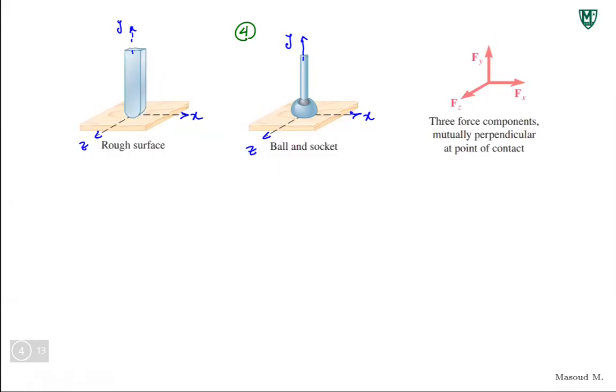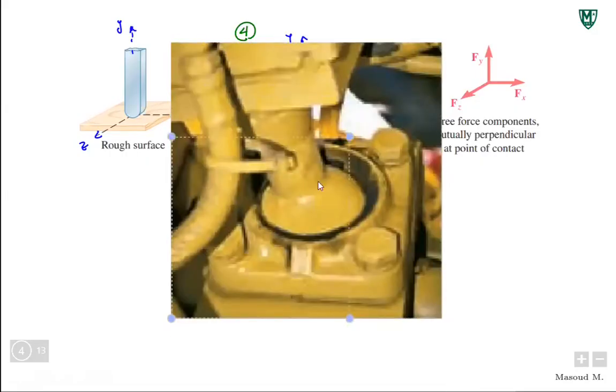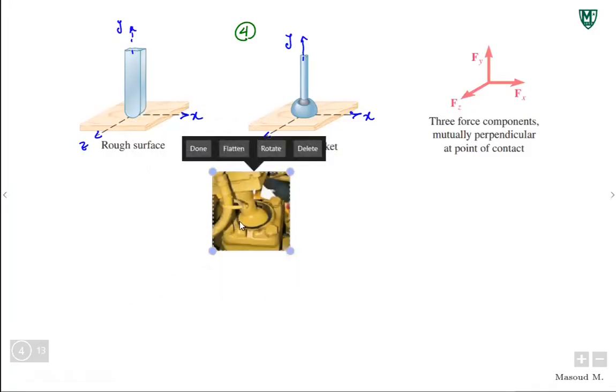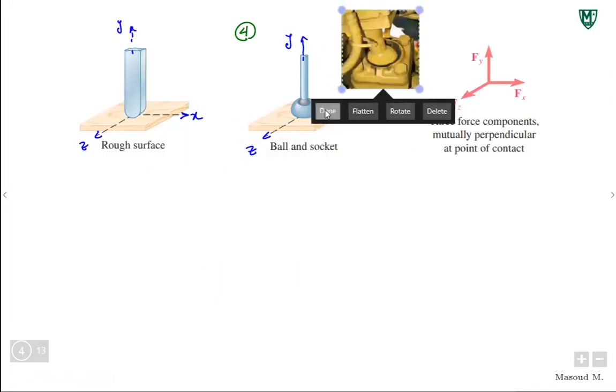It's actually from the book, so I'll be able to do that. There we go. This is an example of a ball and socket joint, I would say. Where do you see it? I think this is taken from an earth grader, but you can probably see it in tractors and different, especially hydraulic systems that are connected together. This is a real life ball and socket joint.